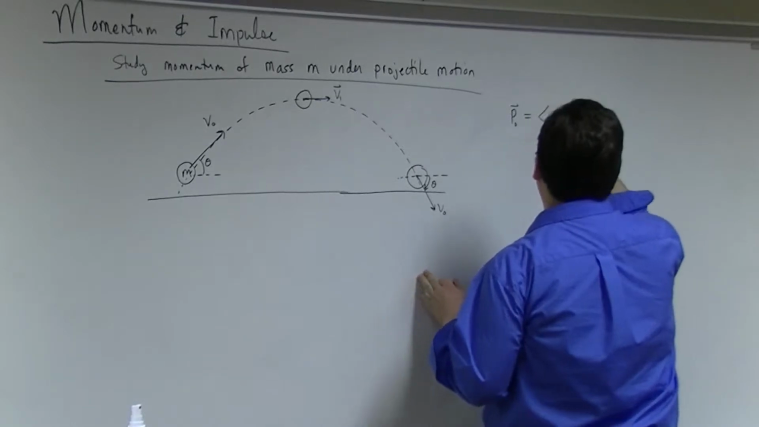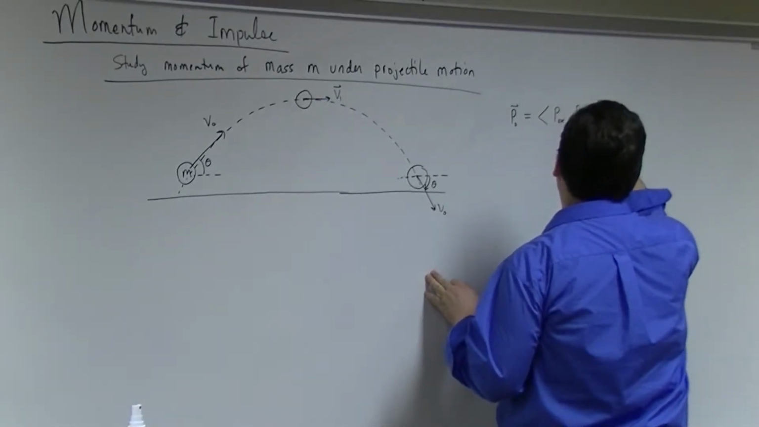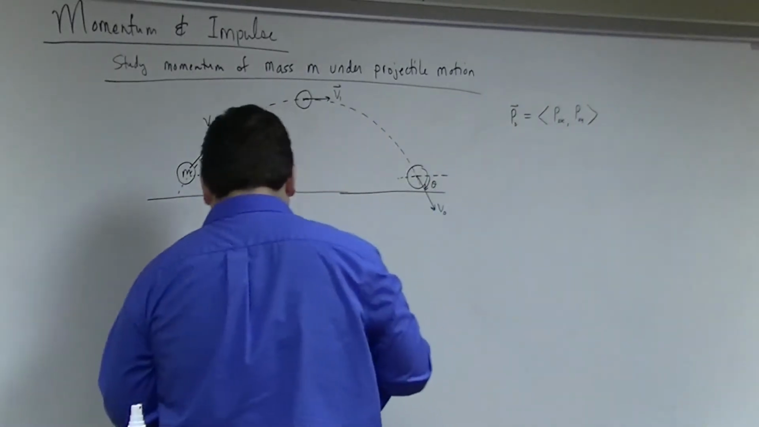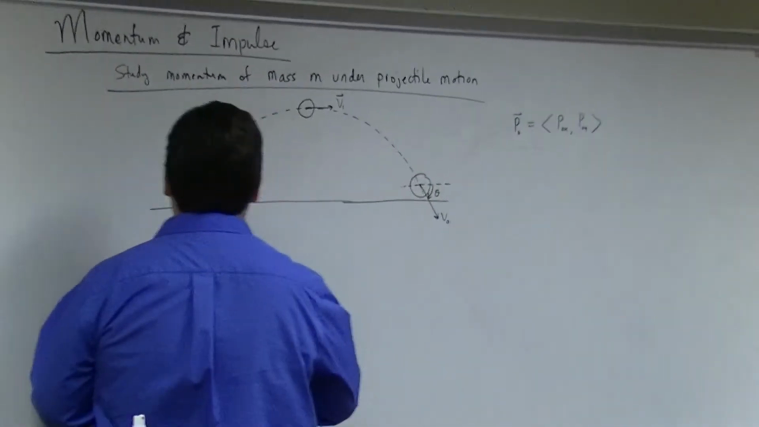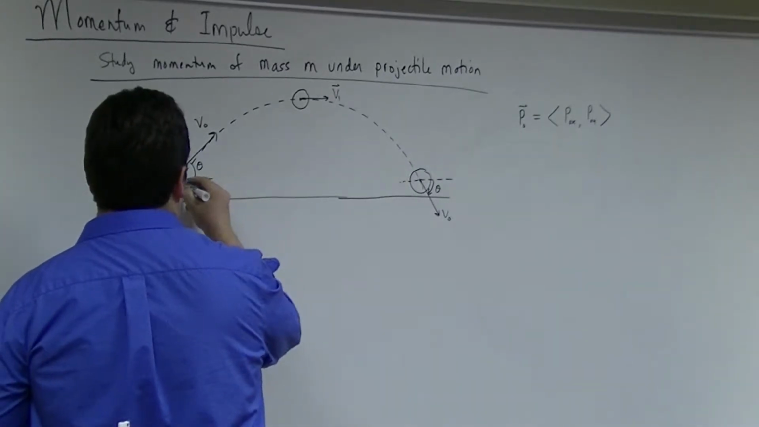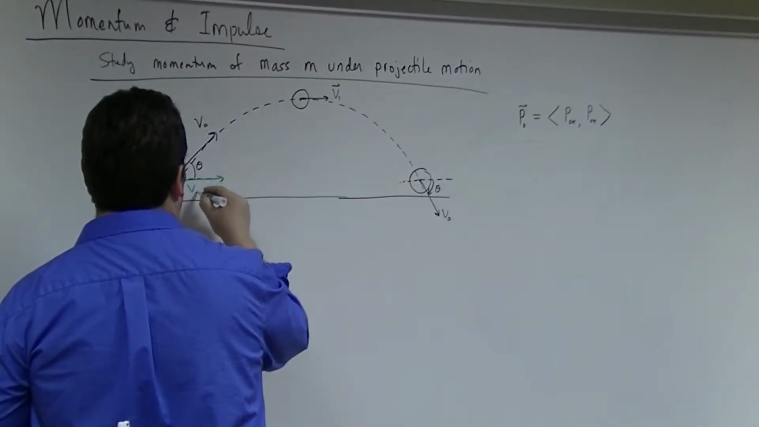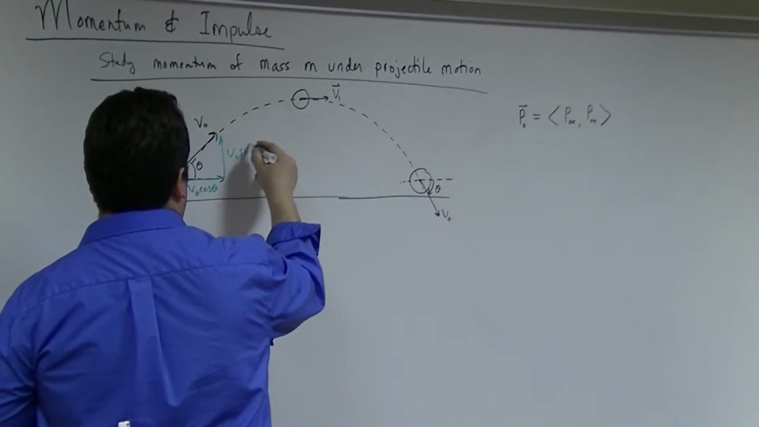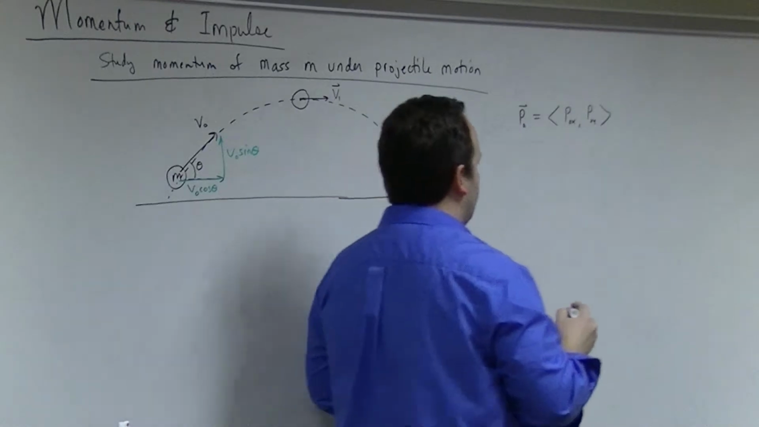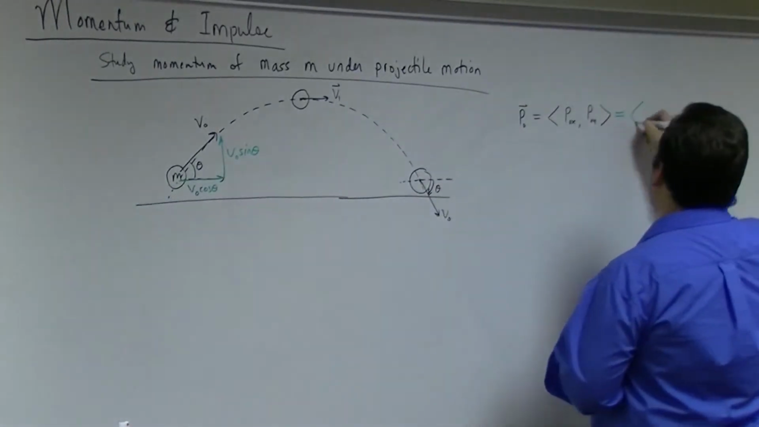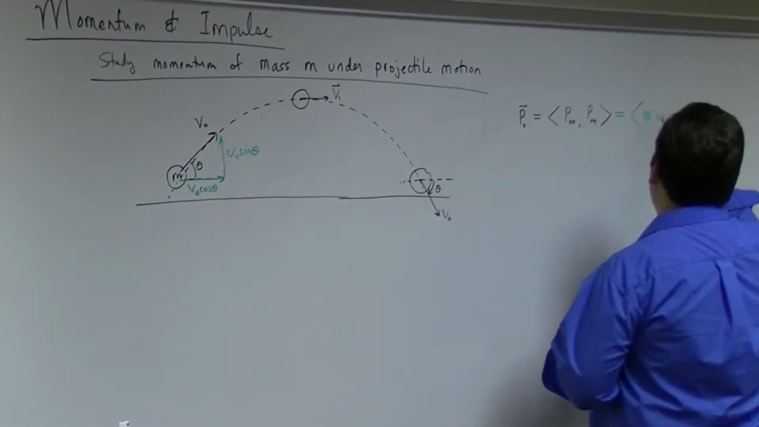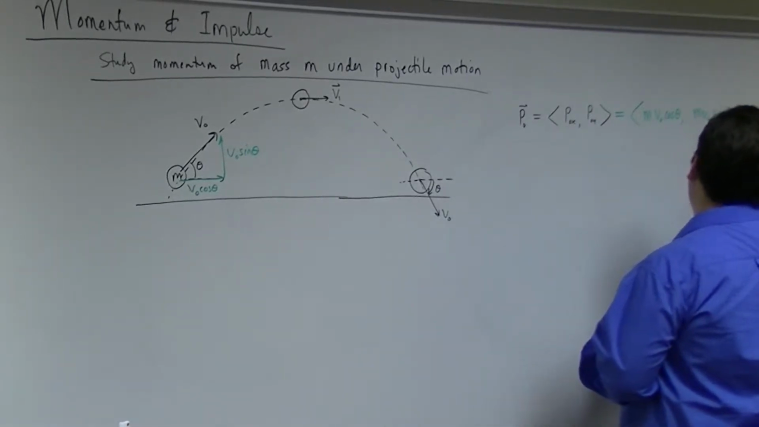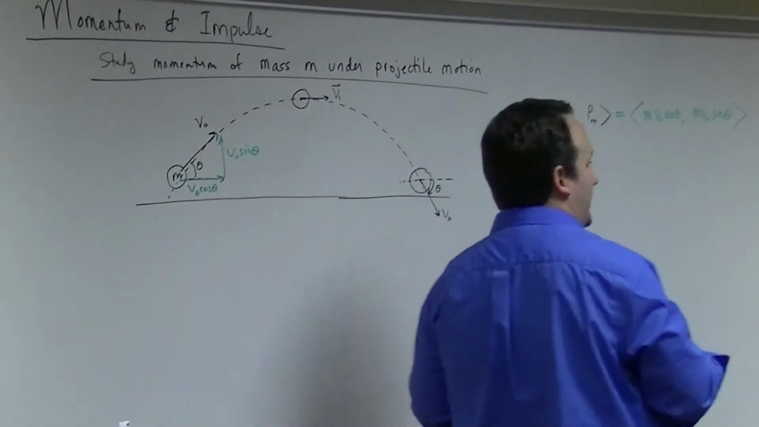Well, we can write a momentum as a vector. It's p naught x, comma p naught y. Let's talk about those separately. So the x component would be what? V naught cosine theta. The y component is v naught sine theta, right? So this is actually what? It's m v naught cosine theta, m v naught sine theta. You have both x and y momentum at the start.